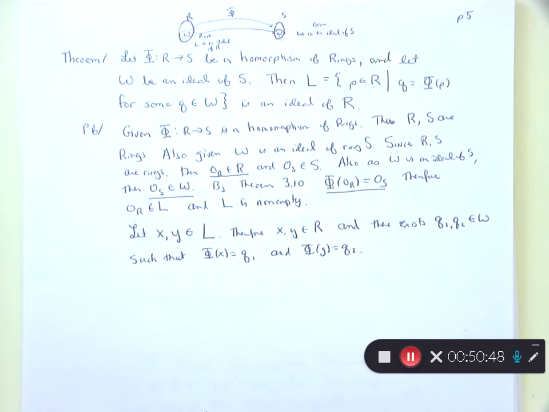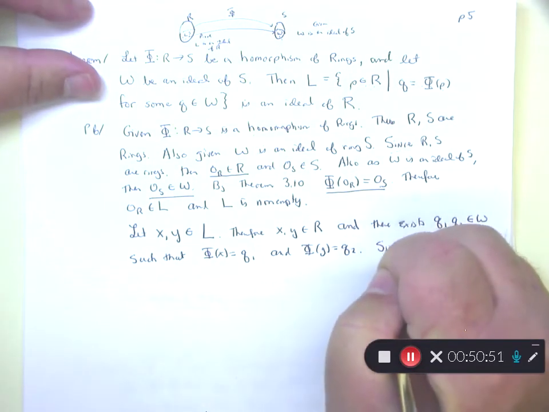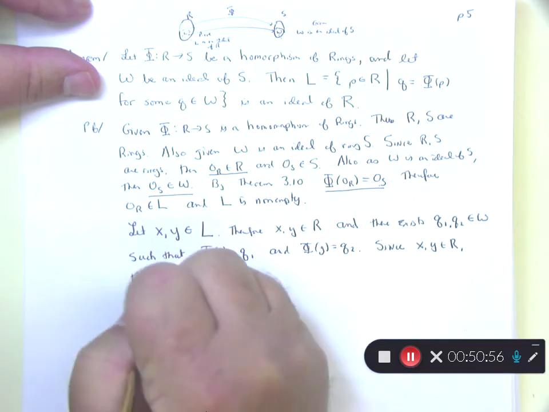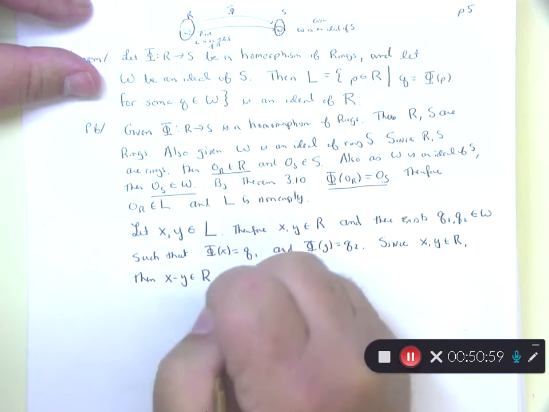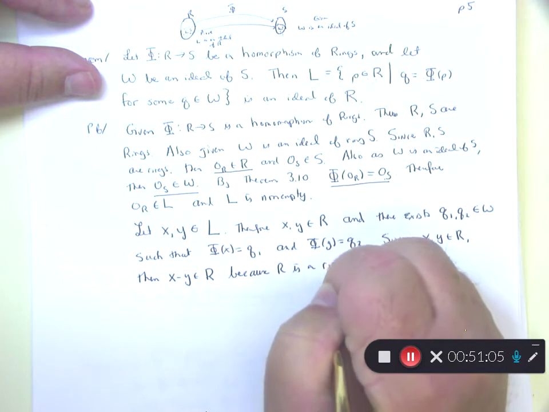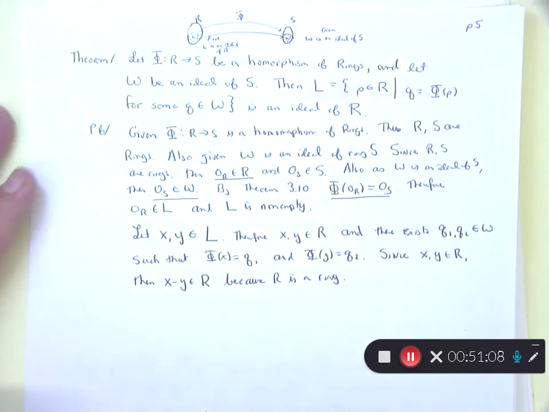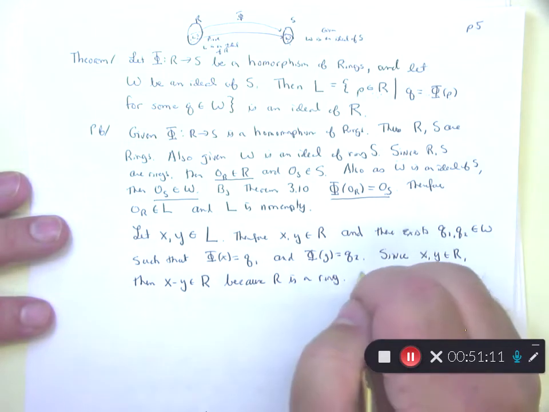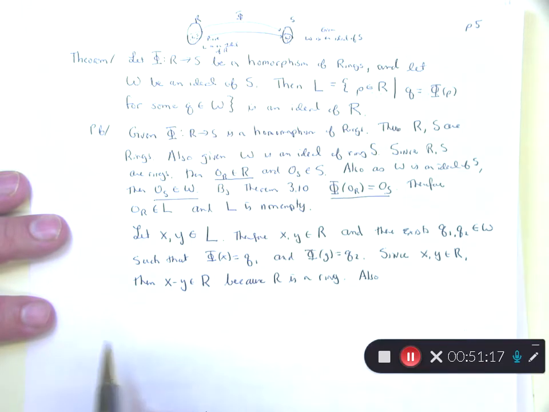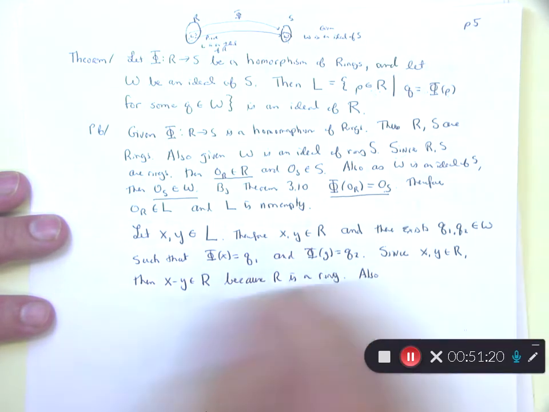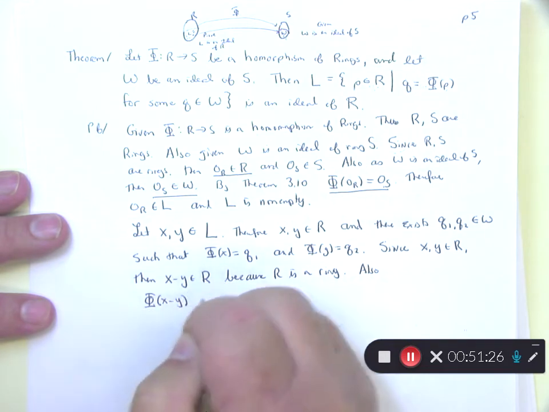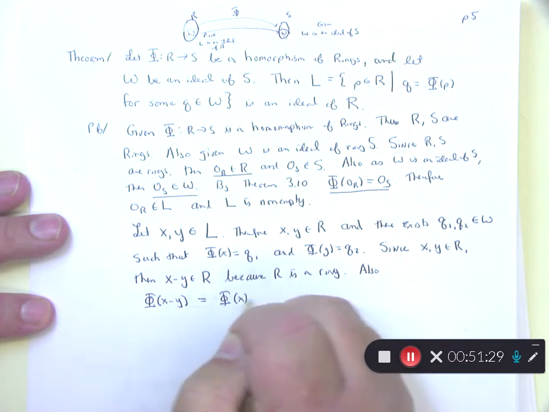Now let's talk about subtraction. Catch the pattern on this: since x and y are elements of R, then x minus y is an element of R because R is a ring. Okay? So we have that part, x minus y is in R. Now let's talk about the phi of it. Phi of x minus y is equal to phi of x minus phi of y.